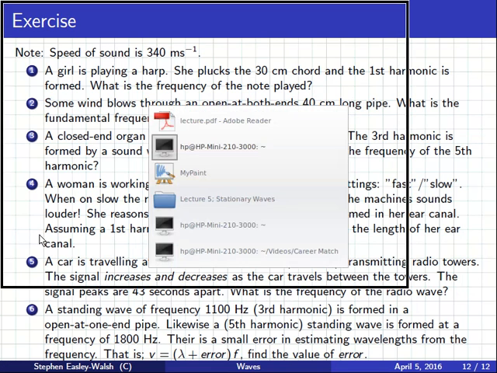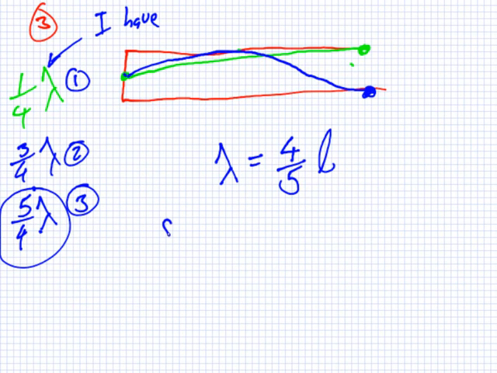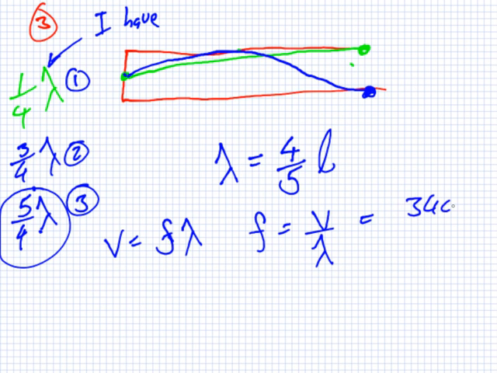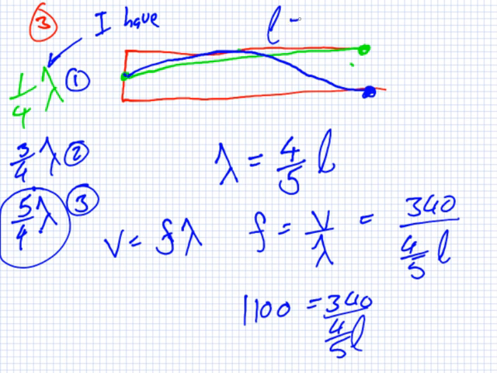The frequency is 1100, okay? So you know that V equals F lambda. So F equals V over lambda, which will equal 340 over 4/5 L. So 1100 equals 340 over 4/5 L. So the length of the pipe, 1100 times 4/5 divided by 340, flip it up. I got 0.386 meters.